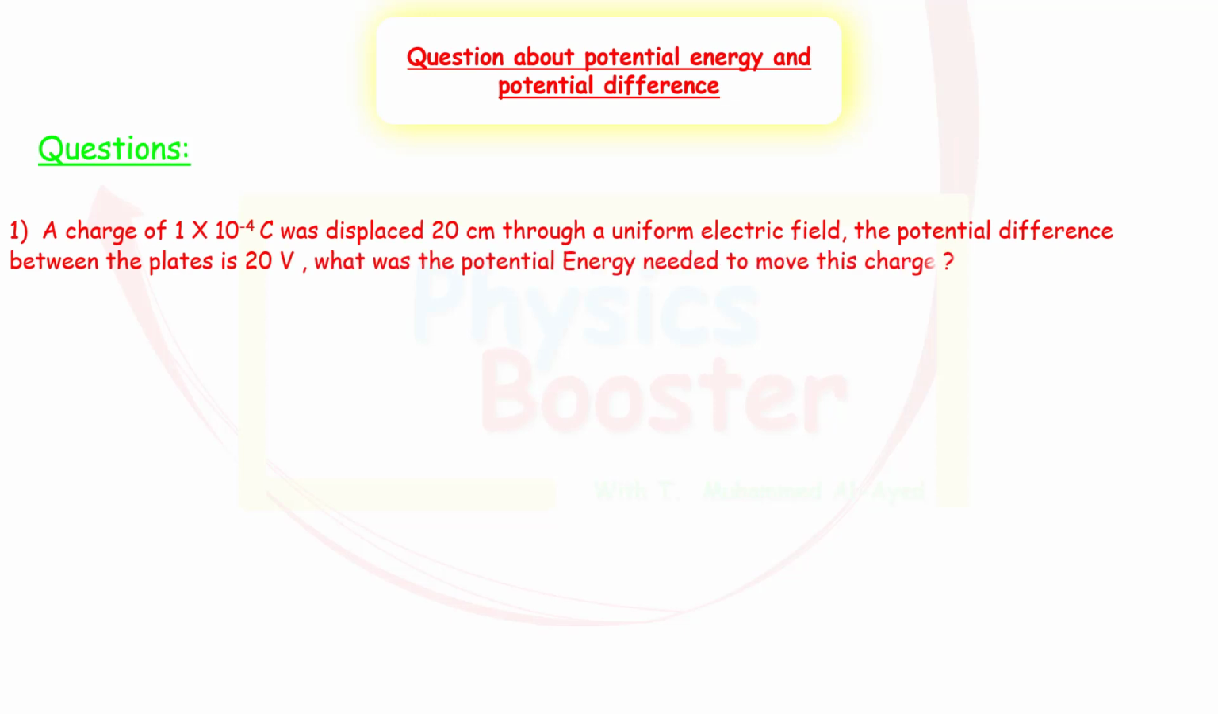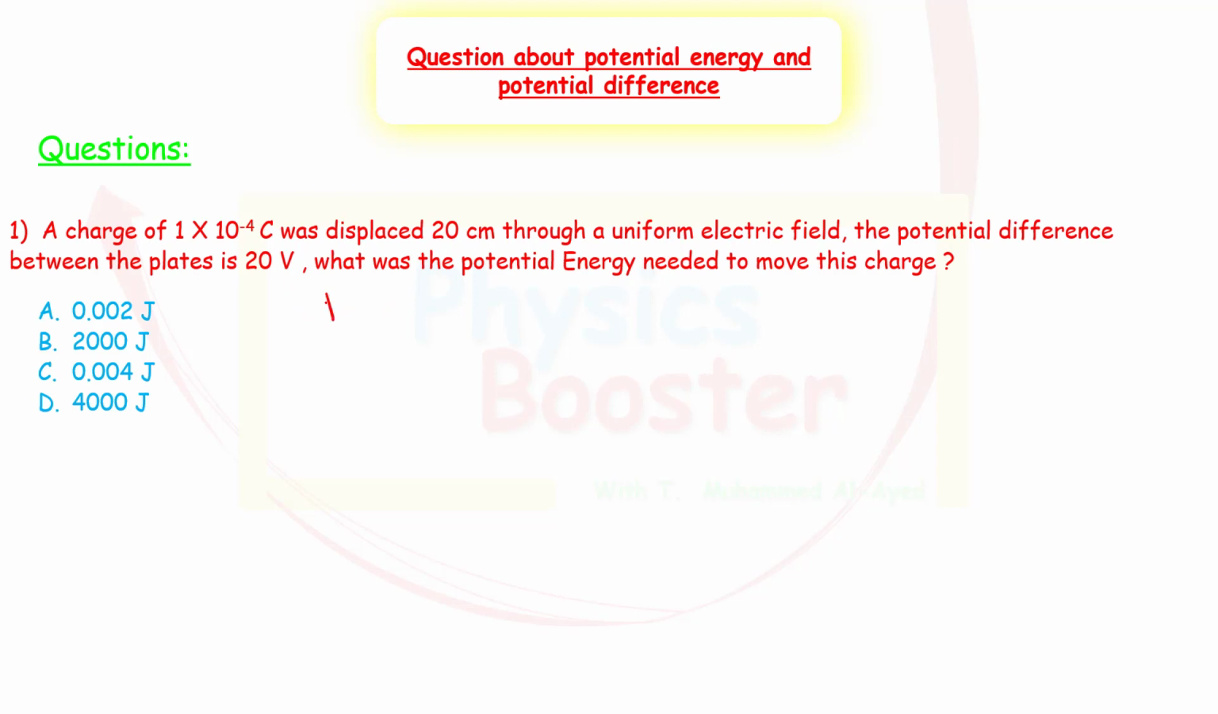A charge of 1 multiplied by 10 to the power negative 4 coulombs was displaced 20 centimeters through a uniform electrical field. The potential difference between the plates is 20 volts. What was the potential energy needed to move this charge? And we have these following options. Okay. What are all the equations we learned about potential energy and potential difference?